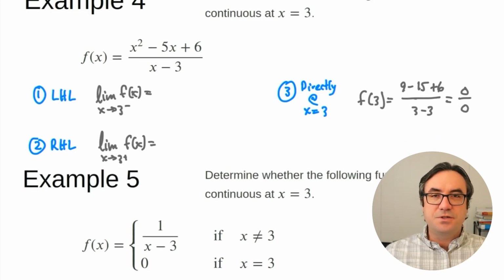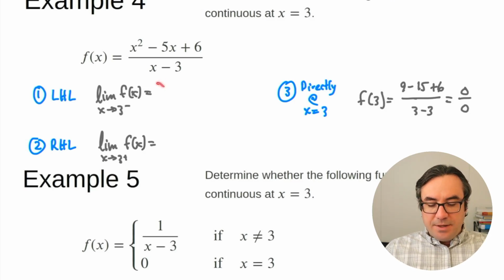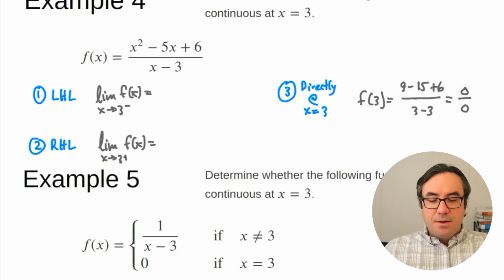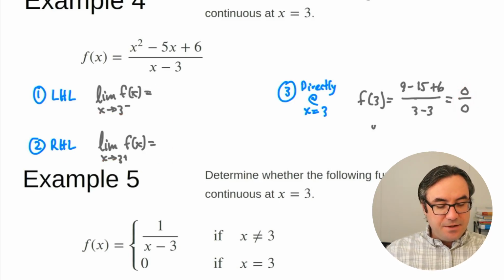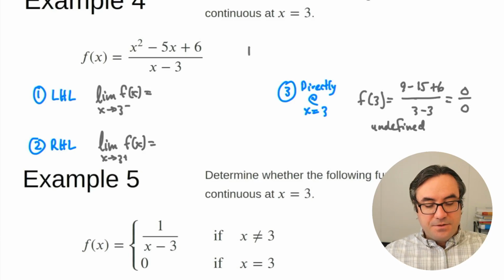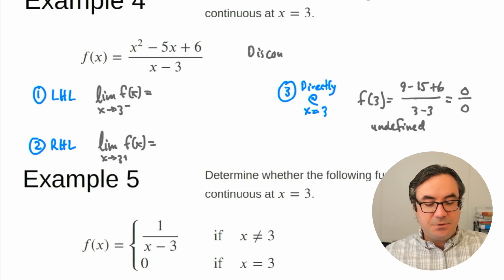This 0 over 0, we've looked at that. That's a special indeterminate form. So these limits might exist with this 0 over 0 form, but the function value itself is undefined, or DNE. So right away, because the function value is undefined, we're done. This thing is discontinuous at x equals 3.